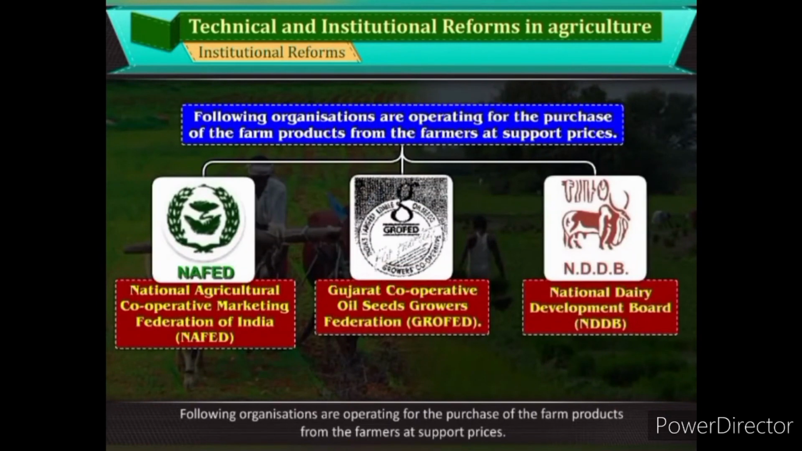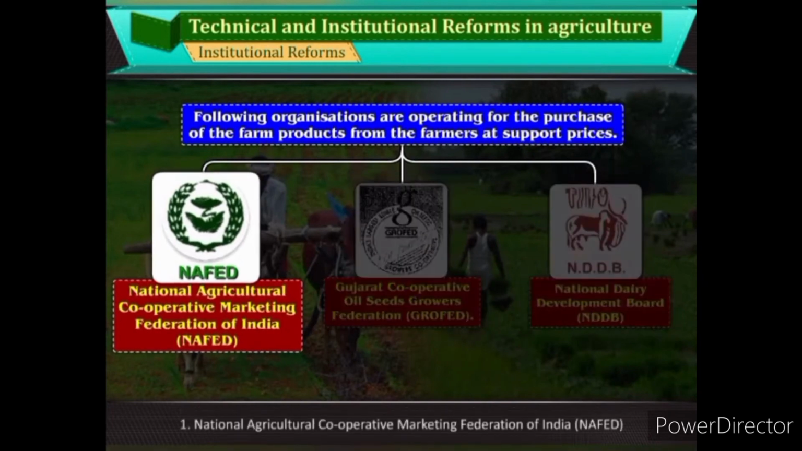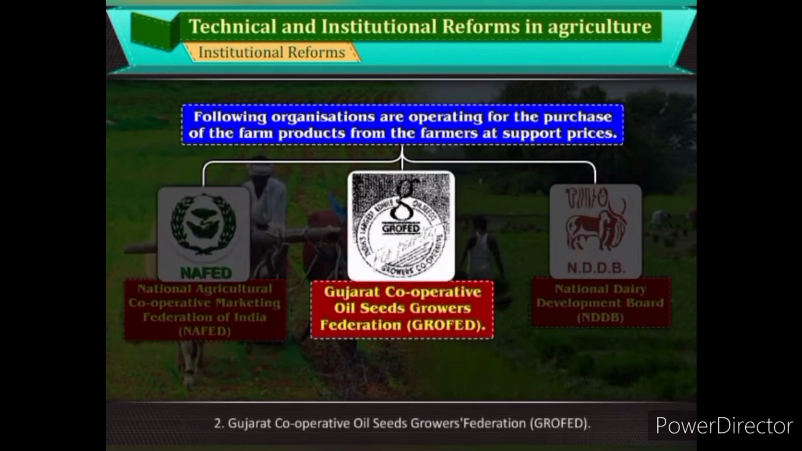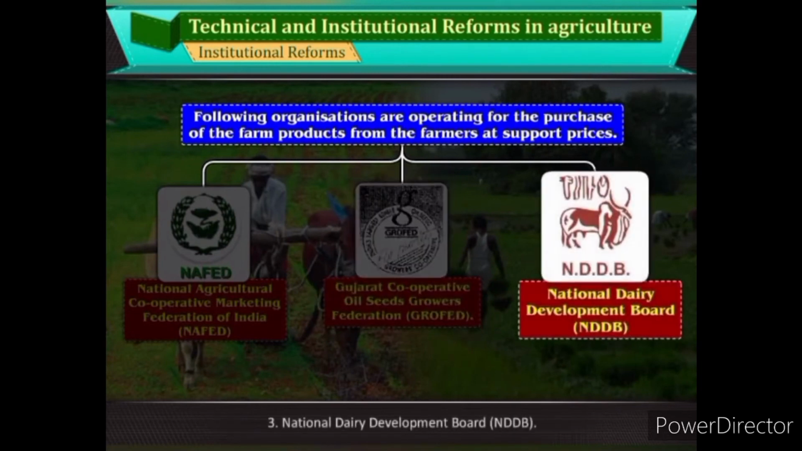Following organizations are operating for the purchase of the farm products from the farmers at support prices. National Agricultural Cooperative Marketing Federation of India, or NAFED, Gujarat Cooperative Oil Seeds Growers Federation, or GROFED, National Dairy Development Board, or NDDB.